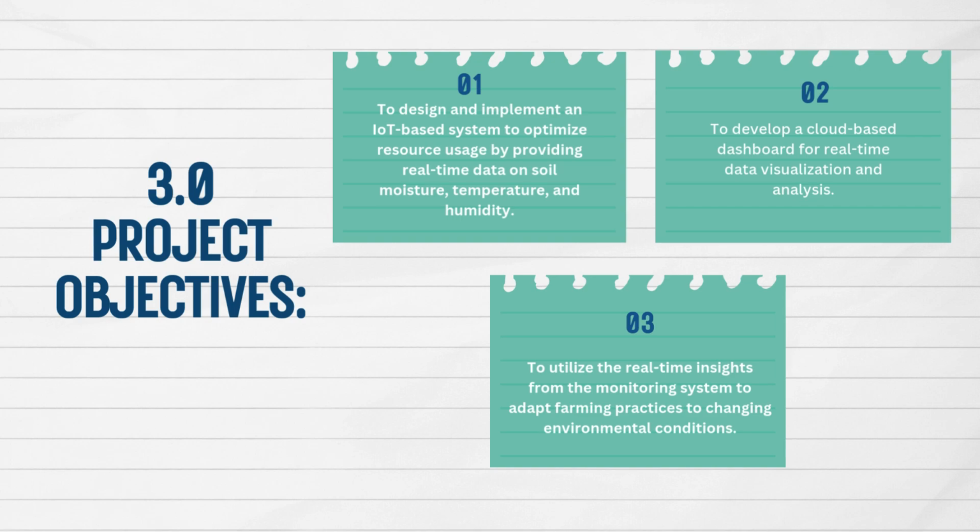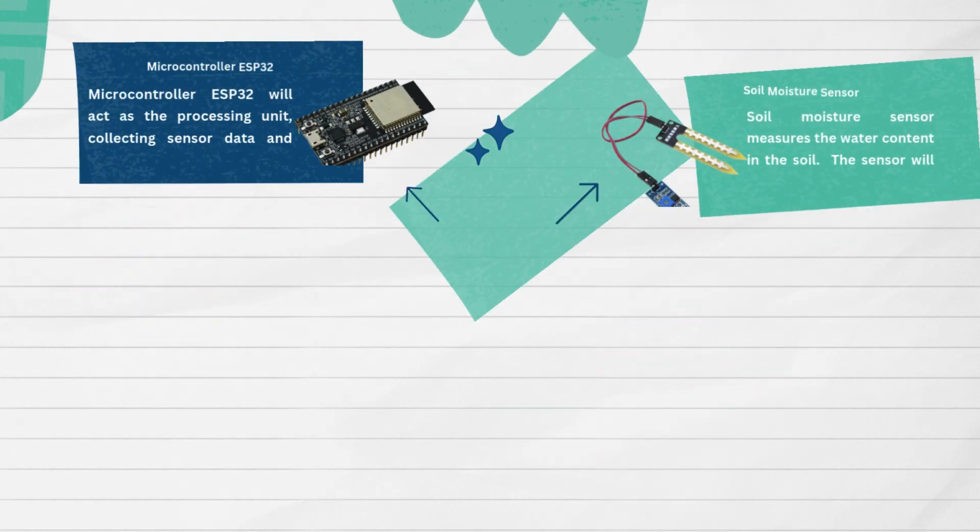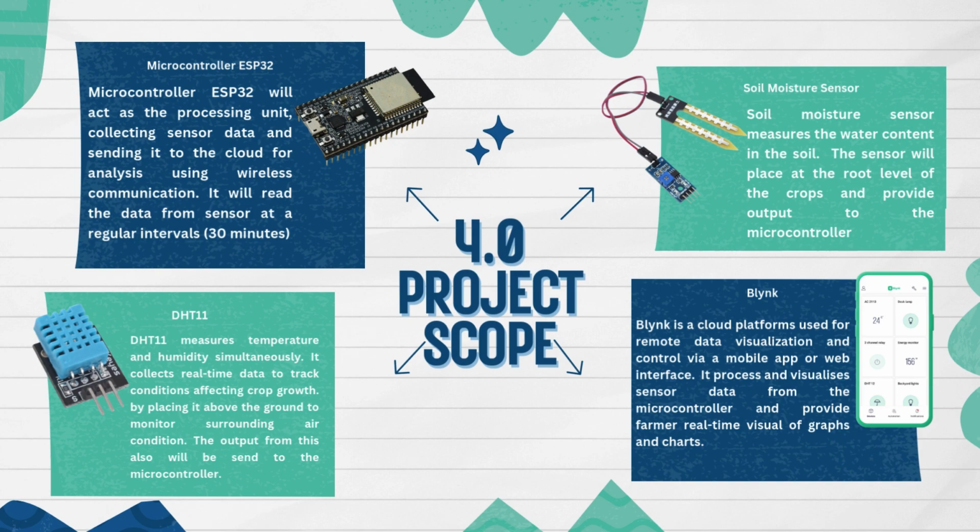The second one is to develop a cloud-based dashboard to centralize and visualize environmental data. The last one is to utilize the real-time insight from the monitoring system to adapt farming practices to changing environmental conditions. Project scope. These are the four main components that we're going to use for our project.